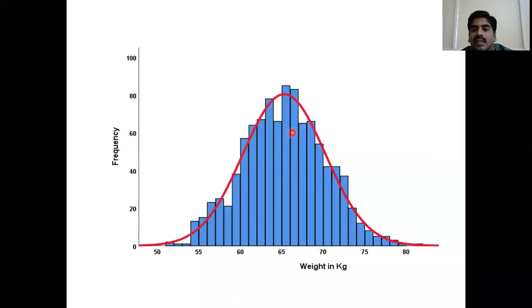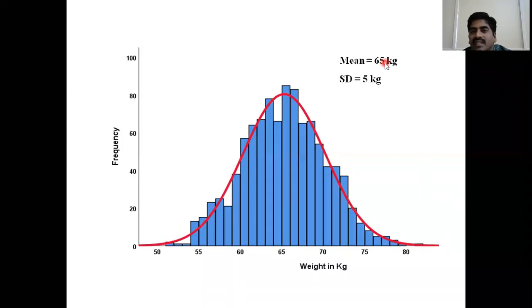Okay, this red curve is called the normal distribution curve. We have to take the variable on the x-axis and its frequency on the y-axis. You can draw the histogram, and this curve is called the normal distribution curve. Okay.